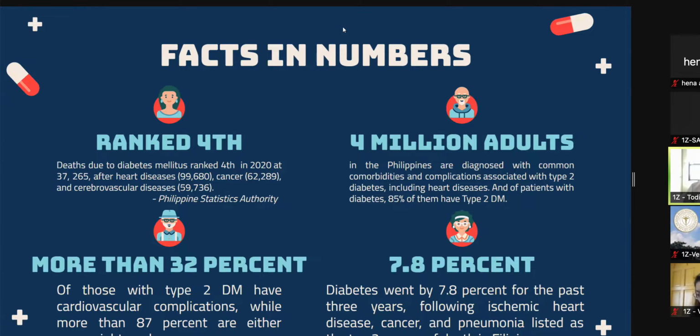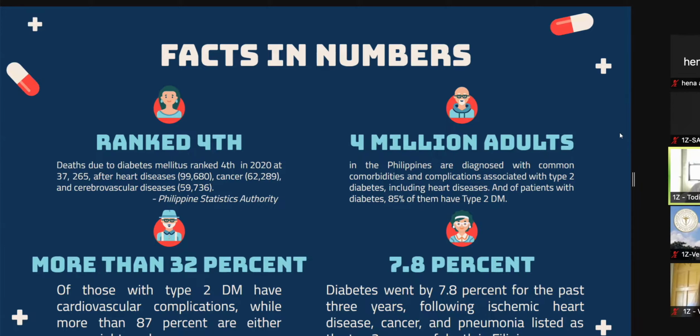And 4 million adults in the Philippines are diagnosed with common comorbidities and complications associated with type 2 diabetes, including heart diseases. And according to Dr. Michael Villa, president of the Philippine Society of Endocrinology, Diabetes, and Metabolism, of patients with diabetes, 85% of them have type 2 diabetes. So more than 32% of those with type 2 DM have cardiovascular complications, while more than 87% are either overweight or obese.